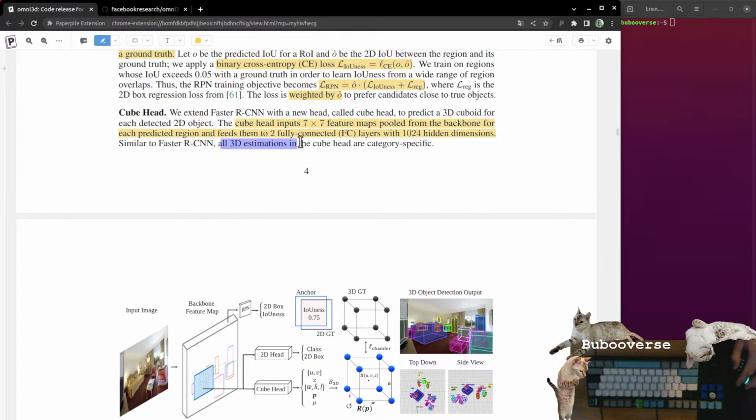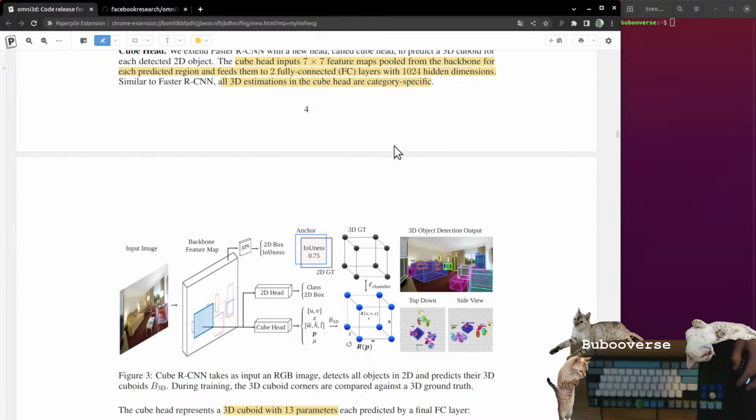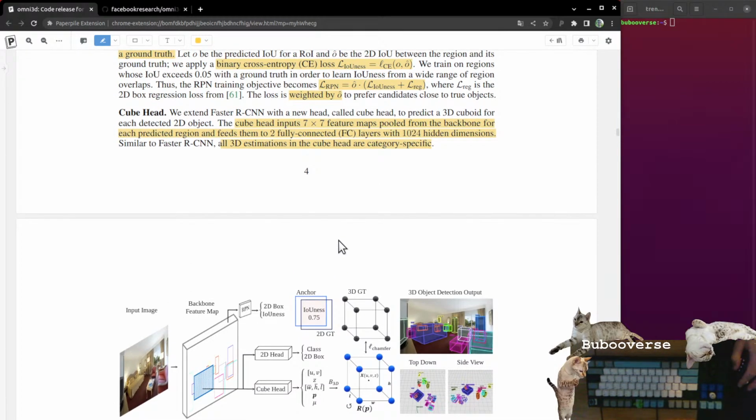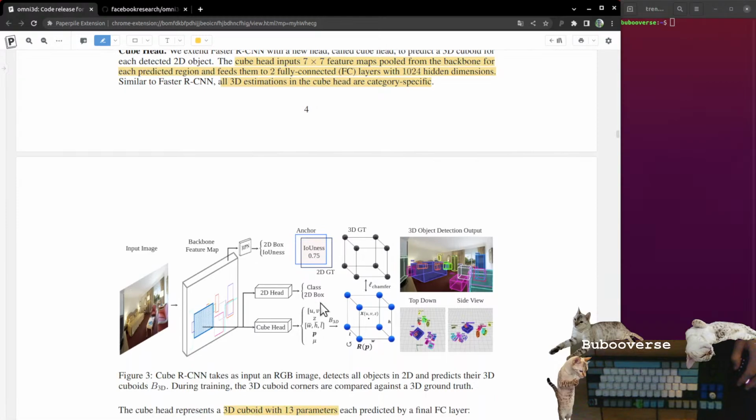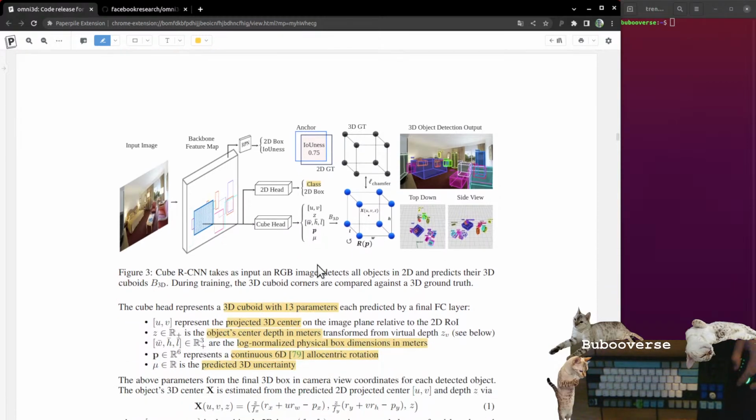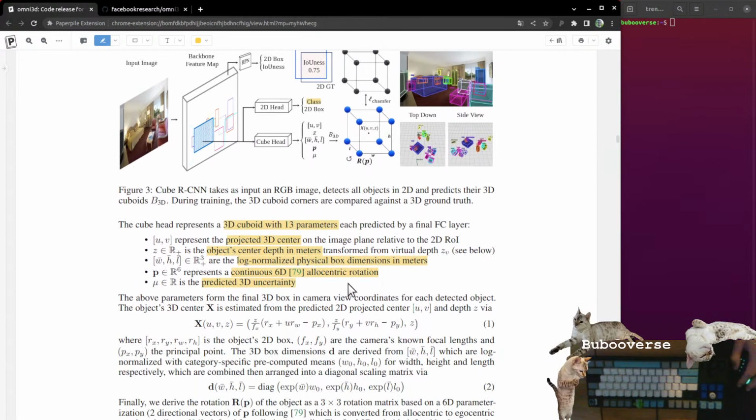All 3D estimations in the cube head are category specific. Huh, that's interesting. Category specific to me suggests that the 2D head that is outputting the class category is also getting fed into the cube head. So the cube head is conditioned on the category, but that doesn't seem to be what this image suggests. So, interesting.